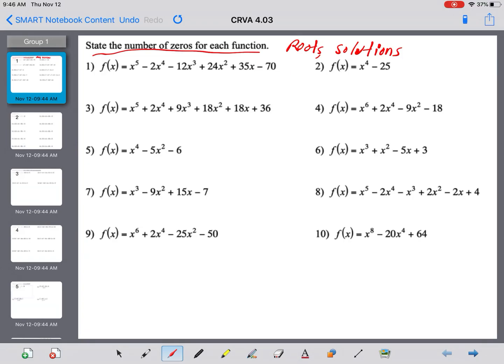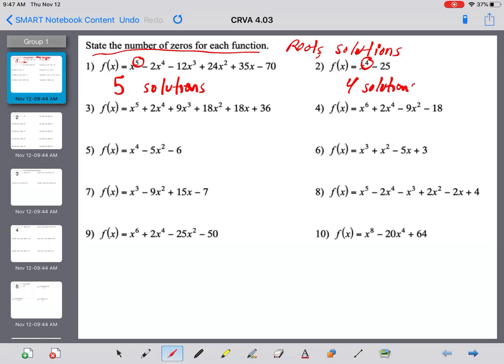The fundamental theorem of algebra just says to take a look at the highest degree, and that's the number of solutions. Now, some of them might be complex, which we're not going to get into right now. They might be real or complex. For number one, there's a total of 5 solutions, not worrying about real or complex. There's 4 solutions for number 2.